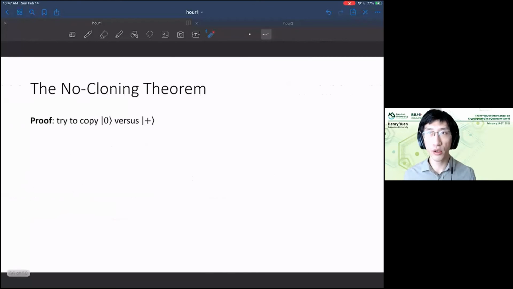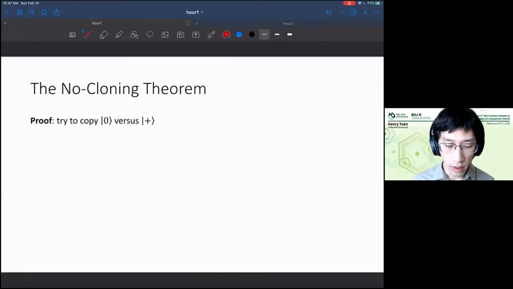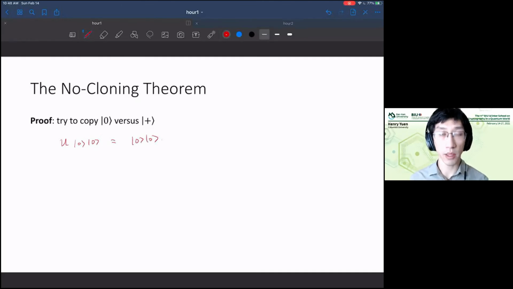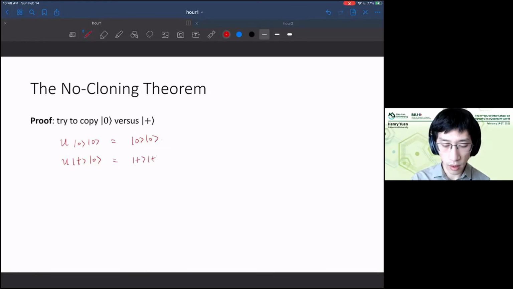Let's see a quick proof of why this is the case. Suppose for contradiction there was such a unitary that could copy all single qubit states. It turns out to be a violation of unitarity. So let's say you tried to copy the 0 state. Well, sure, it copies the 0 state, no problem. And let's say you try to copy the plus state. Since we're assuming that there is such a unitary, this would create plus tensor plus.